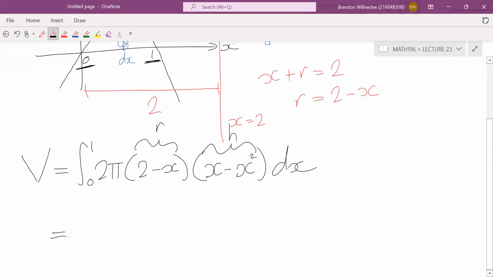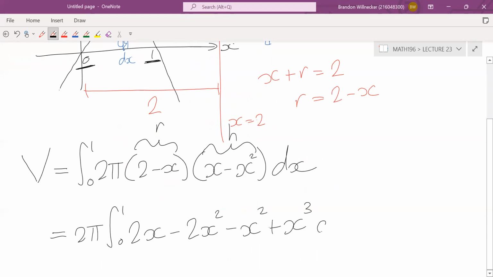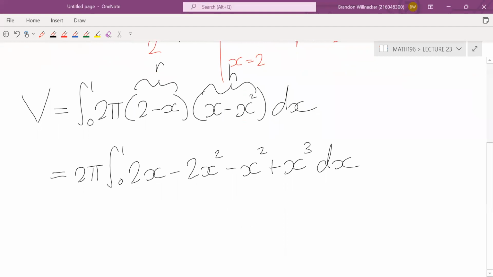Okay, so let's do the integral. So that's going to be 2 pi, the integral from 0 to 1. Let's expand this out. So we're going to get 2x minus 2x squared minus x squared plus x cubed dx. Okay, so I've just expanded the bracket out. So 2x minus 2x squared minus x squared and then plus x cubed. Okay, so this gives us 2 pi, the integral from 0 to 1, 2x minus 3x squared plus x cubed.